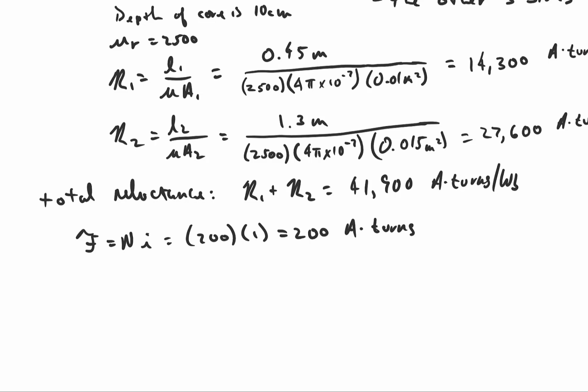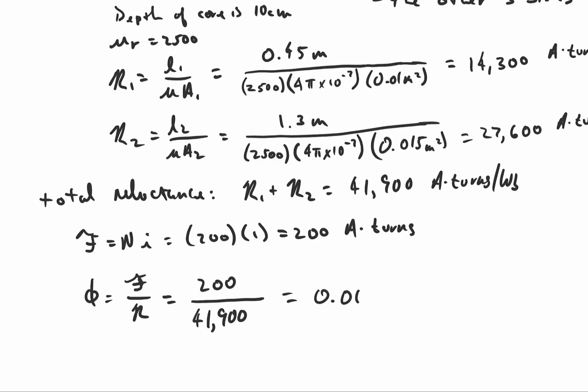And now I've got the magnetomotive force, I've got the reluctance, I can compute the flux. Magnetomotive force divided by reluctance. So I have 200 ampere turns divided by 41,900 ampere turns per Weber. And so this equals 0.0048 Webers.